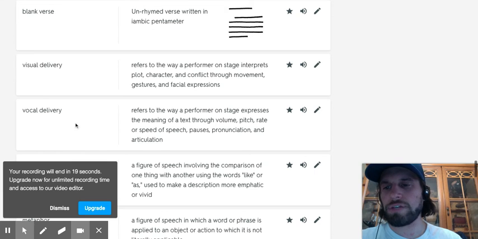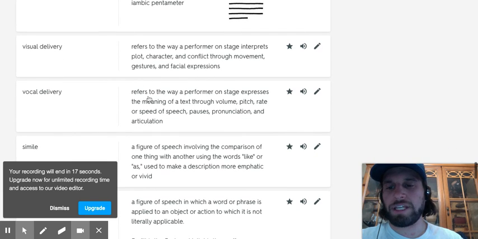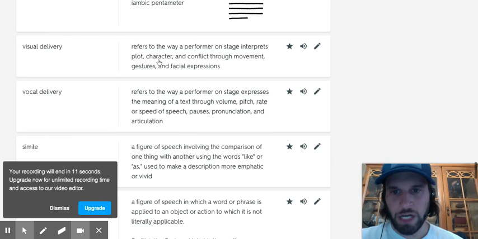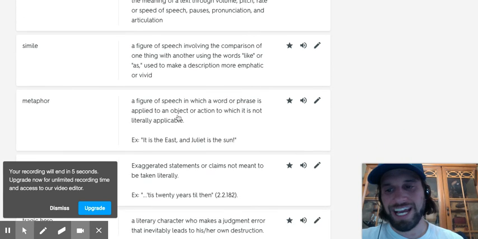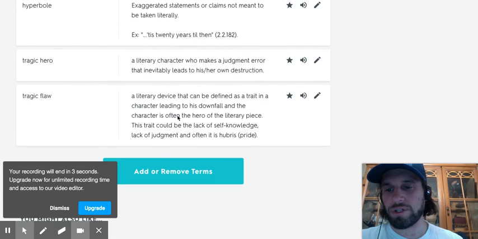With visual delivery and vocal delivery, what these mean are, visually sometimes characters might be hanging their head, and that helps us know that they're sad. But vocally, if there's passion in their voice and they're really upset, we might know they're sad. I'm running out of time again. I think the rest of these words are self-explanatory.